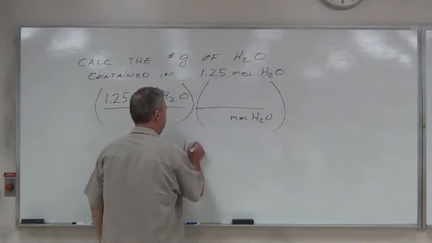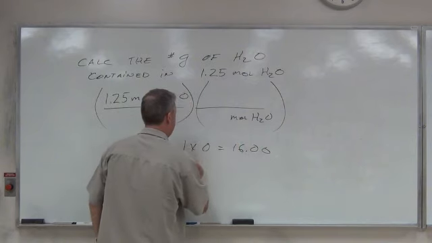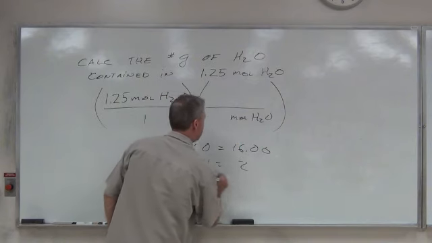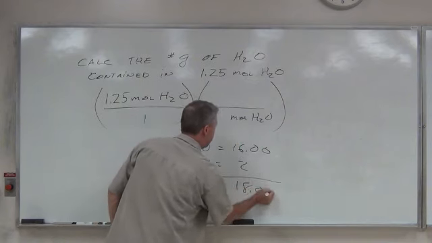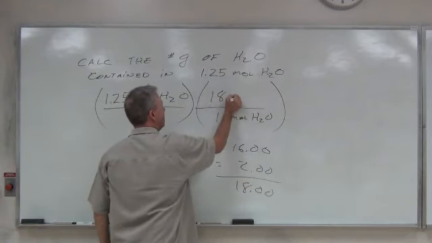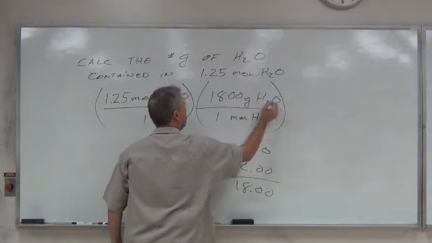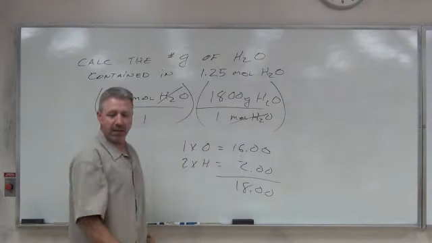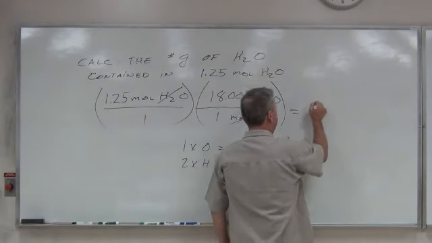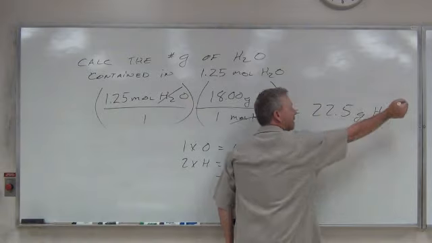I can go 1 times oxygen. I can go 2 times hydrogen. I got 18 grams per mole. Moles cancel out. I do the math to 3 significant digits. I get 22.5 grams of H2O.